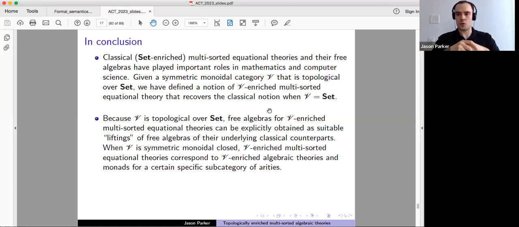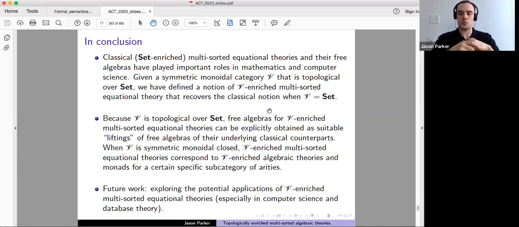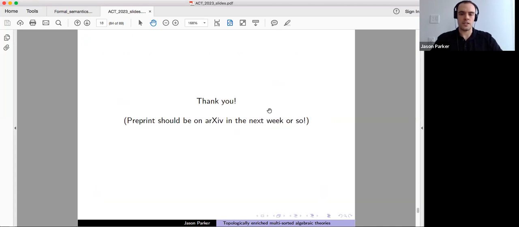And when V is symmetric monoidal closed, these V-enriched multi-sorted equational theories correspond to V-enriched algebraic theories and V-enriched monads for a certain specific subcategory of arities. So in the future, I'm hoping to explore the potential applications of these V-enriched theories to certain topics in, say, computer science and the theory of databases. So that is it. Thank you for listening. And the preprint will be online quite soon, so watch out for that.